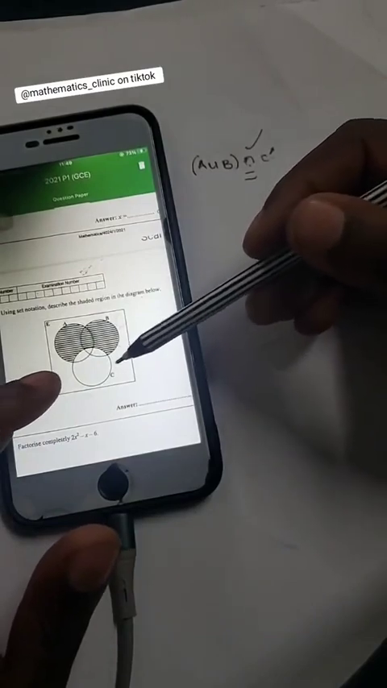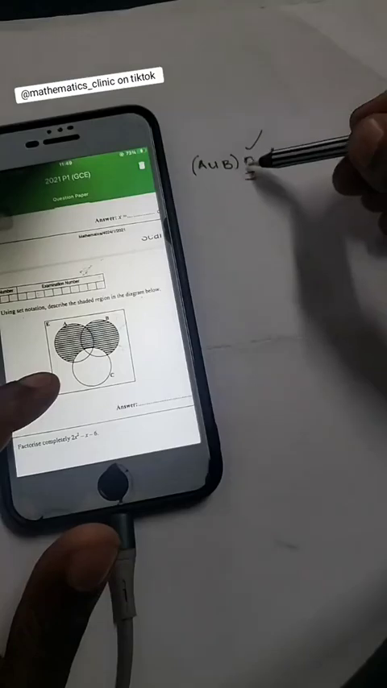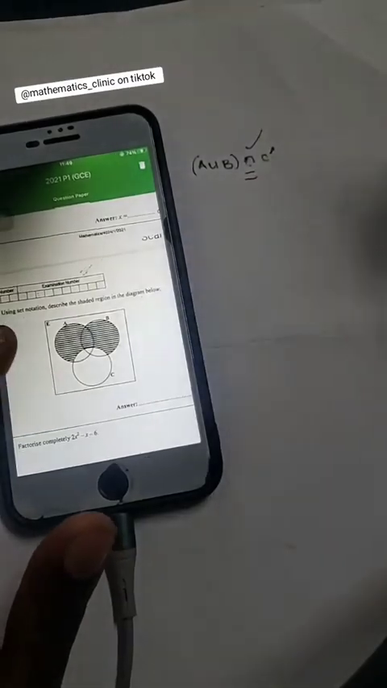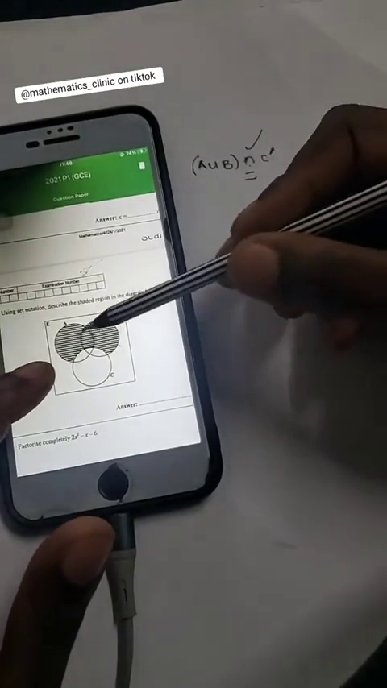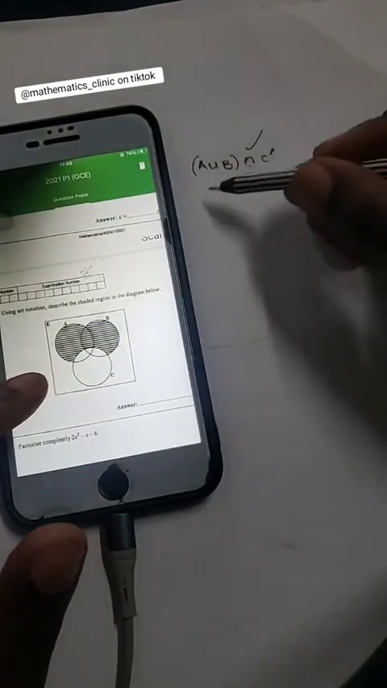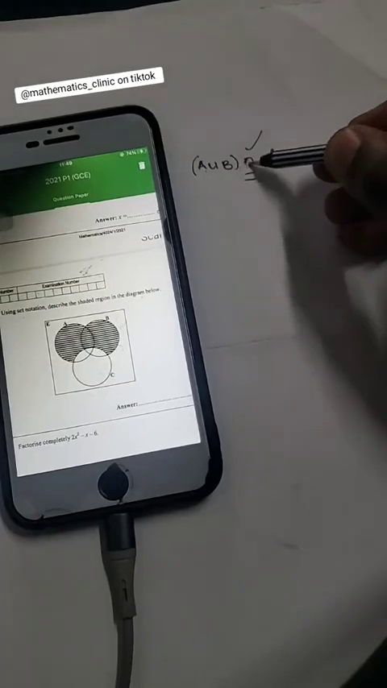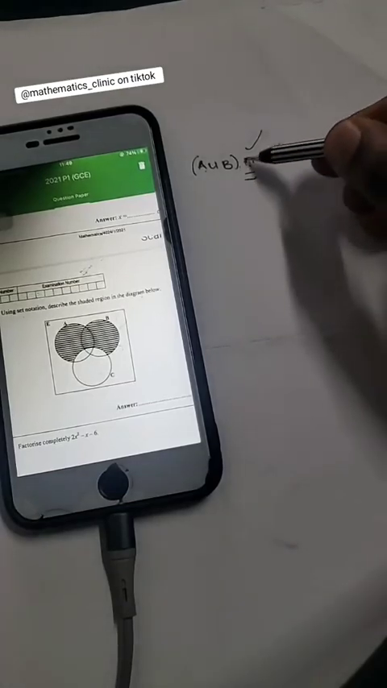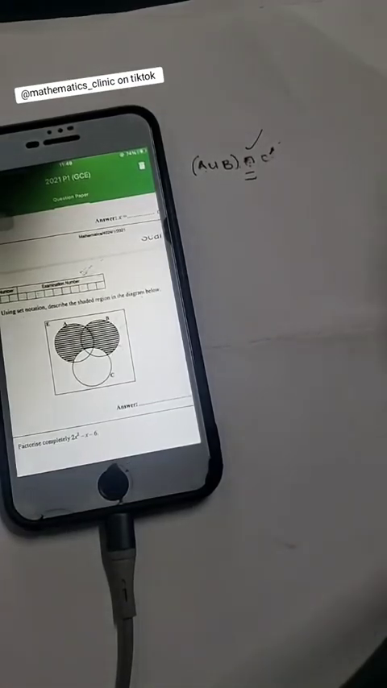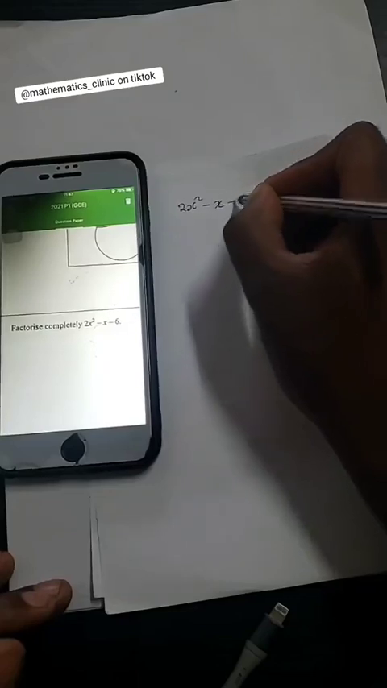But now, for the universal, if we are to use union, that means even universal would be part of the solution. But the only part that has been shaded is A and B. This is why we are saying it is A union B intersect C complement, because intersect is all but common.